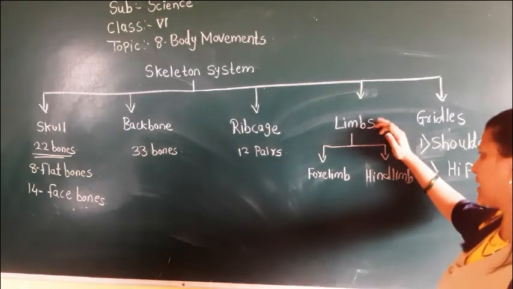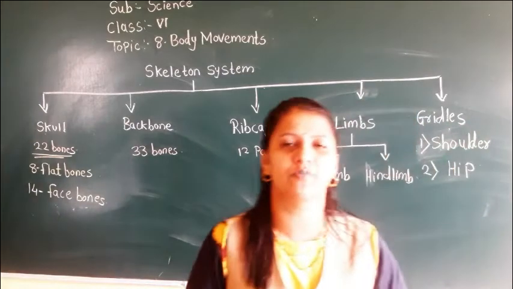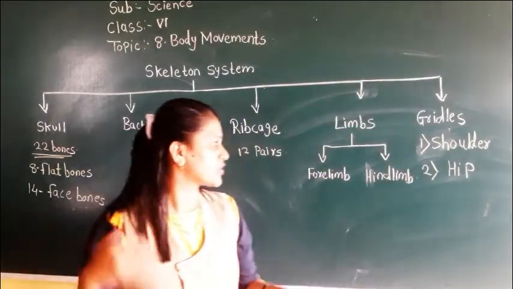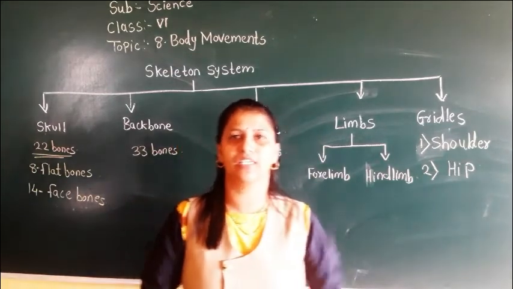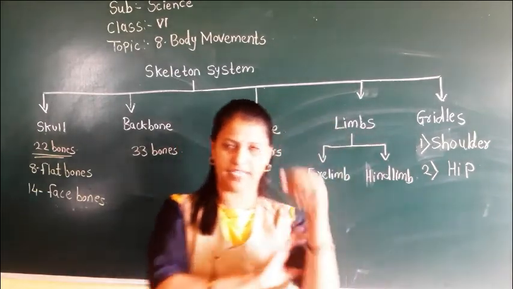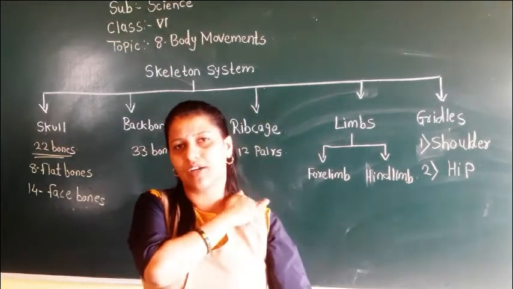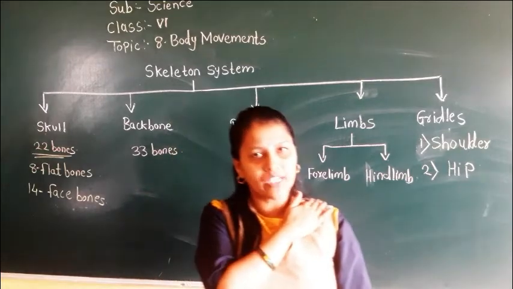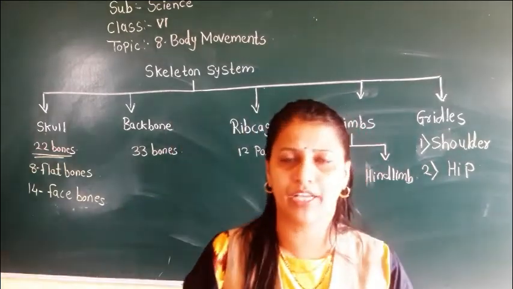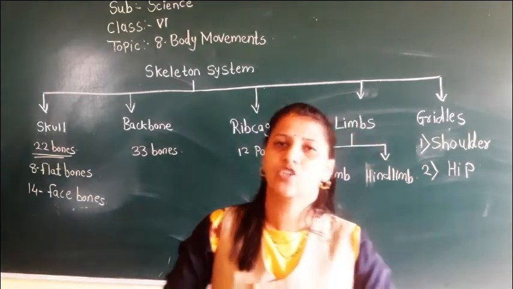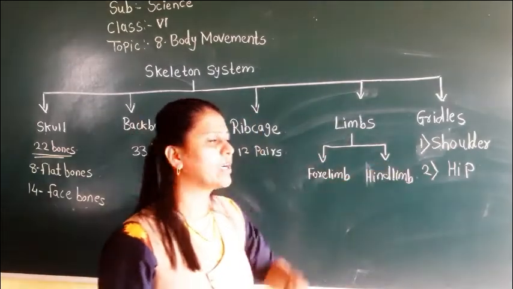Before learning about the limbs, let's discuss girdles. There are mainly 2 types of girdles: the shoulder girdle and the hip girdle. You can see our hand is totally movable. Am I right? This is called the shoulder girdle. Our legs are joined to the hip girdle, and our hands are joined to the shoulder girdle.